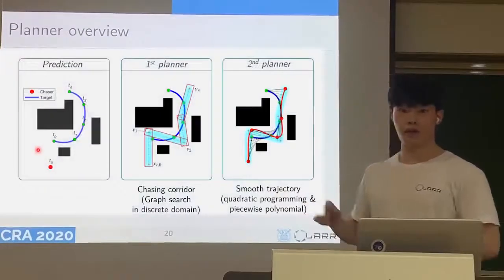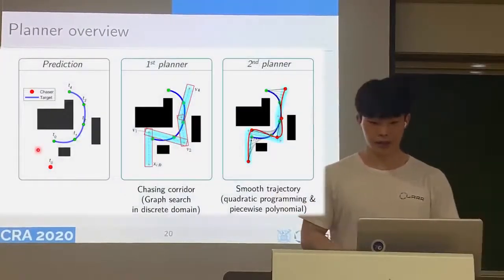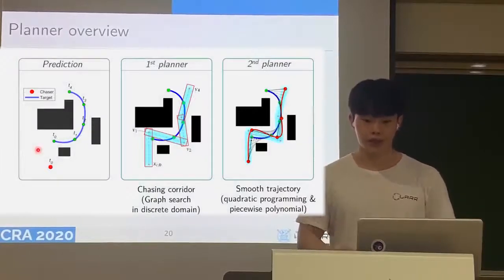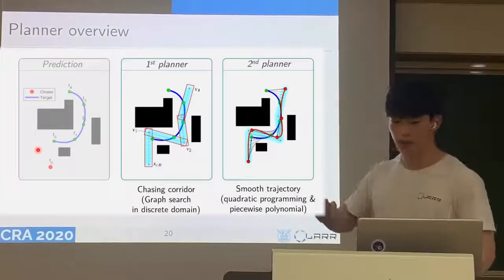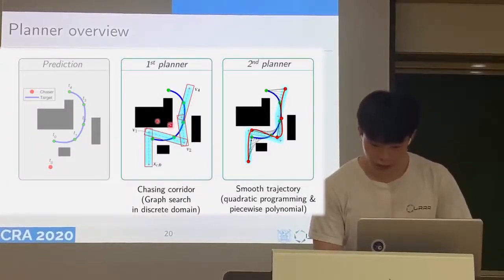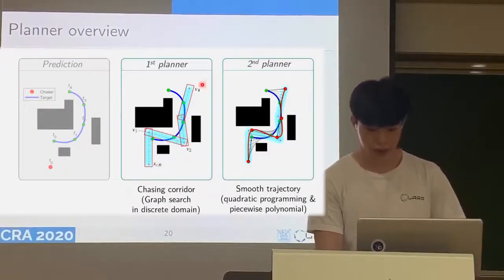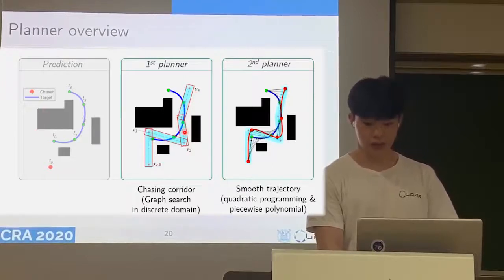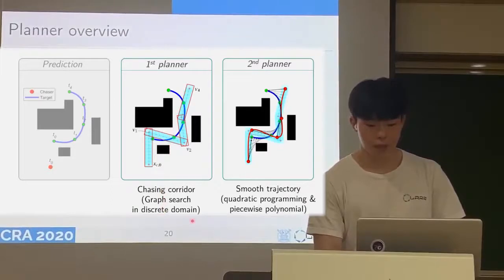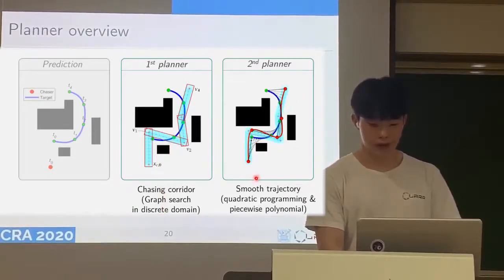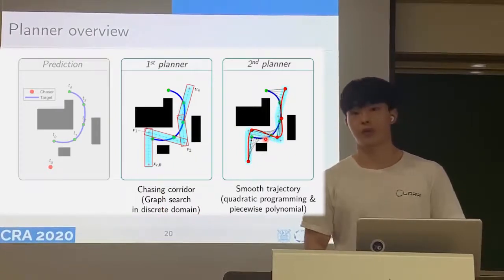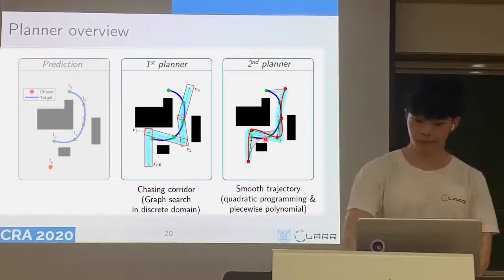So this is an overview of our planner, and as we have been talking, the prediction is assumed to be given, and the next step is where the two planners come in. The former planner is sketching the corridors, depicted in cyan, by means of graph search in a reduced domain. And next, the subsequent planner finalizes a smooth trajectory in the form of a piecewise polynomial using QP.